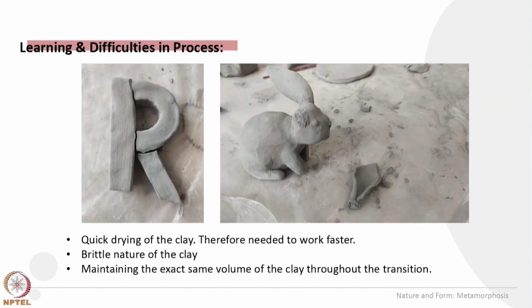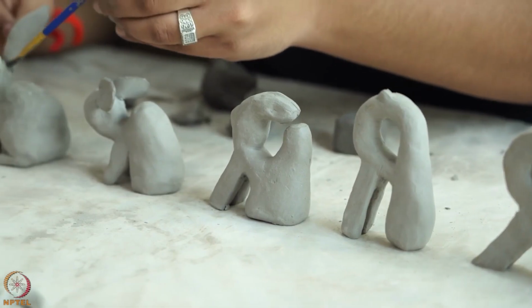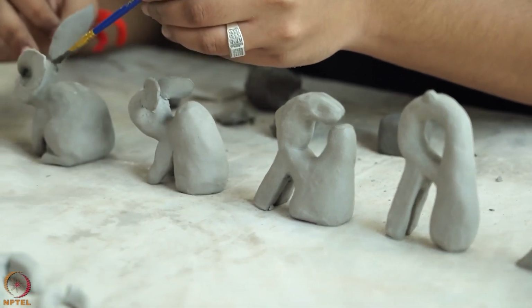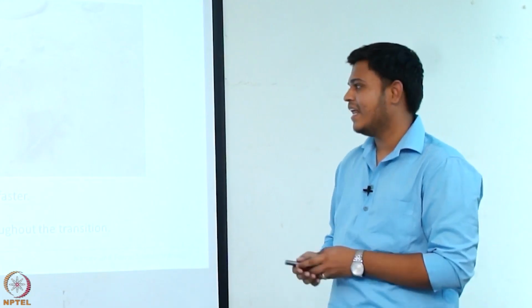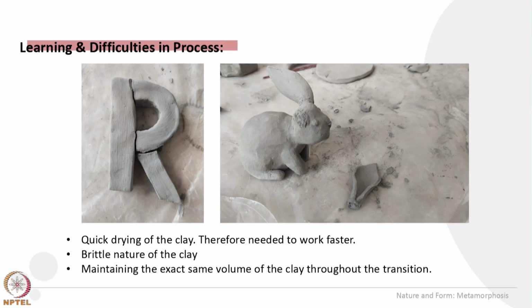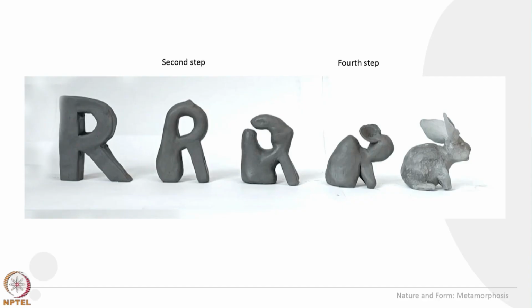Then what are the learnings and difficulties in the process? So basically it's a Bombay clay. The first difficulty was quick drying of the clay. As you can see, our models were constantly breaking, and we were continuously sticking them up again and again. The brittle nature of the clay. Then we had to maintain the exact volume of the clay in each step. So we just made equal volumes of clay balls, and we had to make the models in that only.